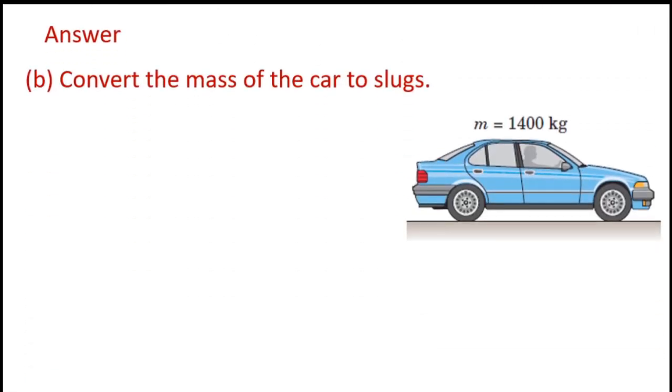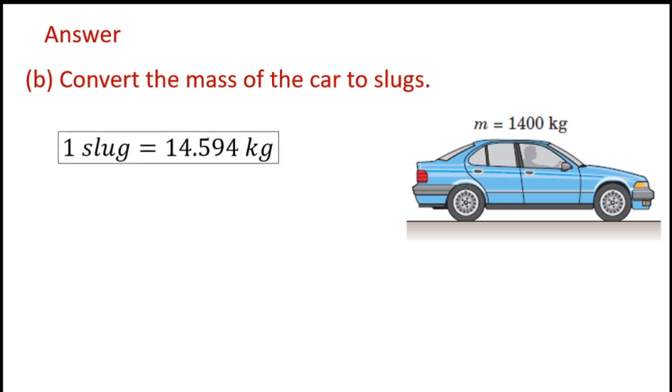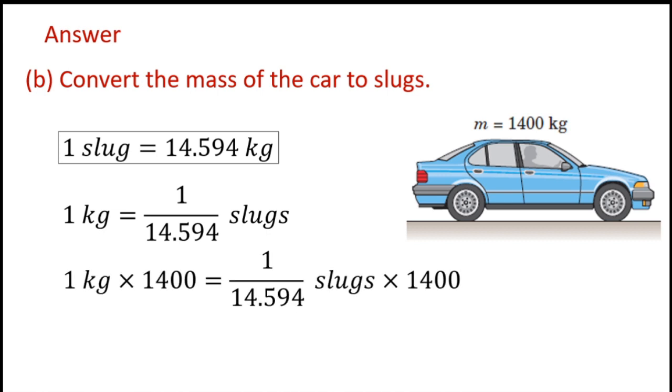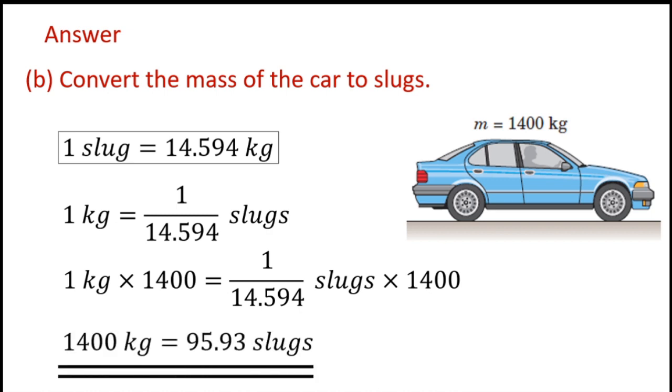Part B. Convert the mass of the car to slugs. From data we know 1 slug is equal to 14.594 kilograms. Then, 1 kilogram is equal to 1 over 14.594 slugs. Multiply both sides by 1400. Then we have 1400 kilograms is equal to 1400 over 14.594 slugs. So our final answer is 1400 kilograms is equal to 95.93 slugs.